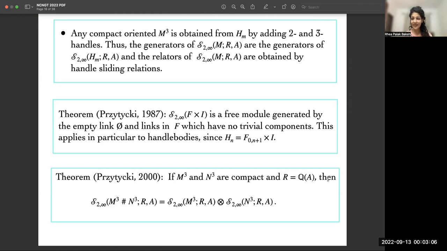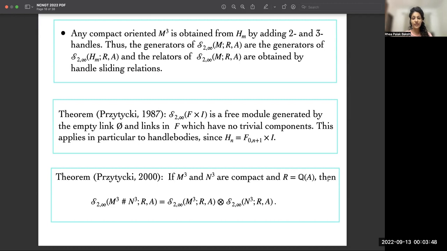And the KBSM of a handlebody is actually not that complicated. So we think of handlebodies as thickenings of planar surfaces. And in 1987, Józef Przytycki showed that the KBSM of a surface times an interval is a free R-module generated by the empty link and links in F which have no trivial components. So the problem of finding the KBSM of a compact oriented three-manifold gets reduced to computing the KBSM of the handlebody from which it is obtained. And then it's only a question of computing the handle sliding relations which occur due to two-handle addition. And the generators are exactly the generators of the handlebody.